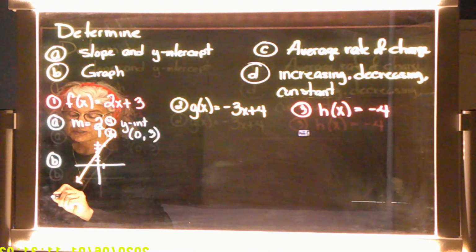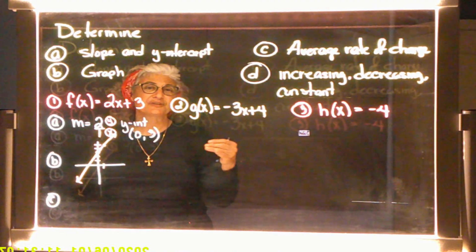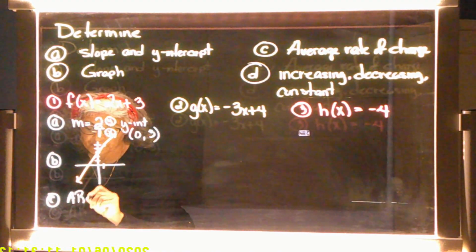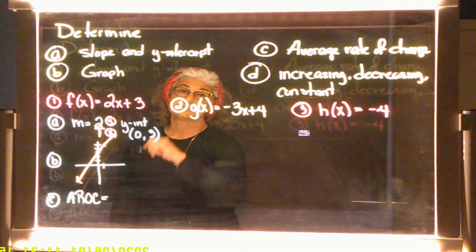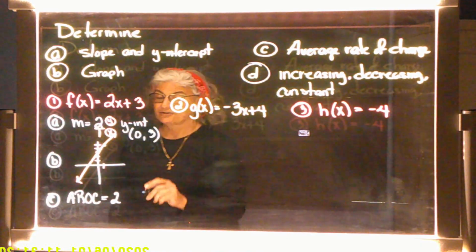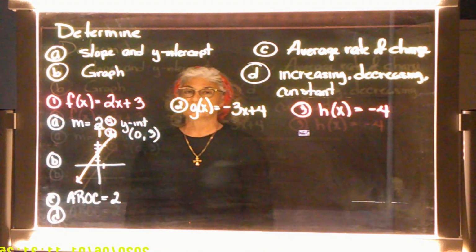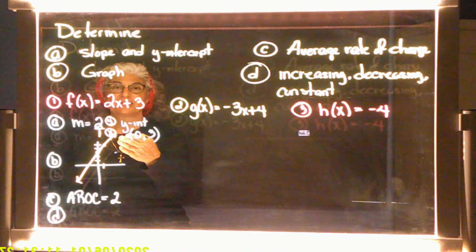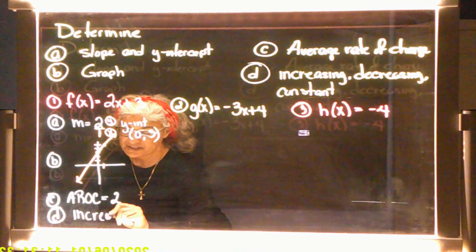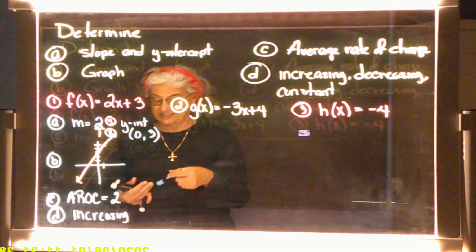That's good. Part C. Part C wants the average rate of change. Remember what we said, average rate of change is the same thing as slope. So AROC, if you remember, this is how I abbreviated it in the previous lecture. AROC is 2. Now, Part D wants to know if it's increasing, decreasing, or constant. Well, take a look at your graph. As you go from left to right, that's right, the graph is increasing. Cool? All right, let's look at example number 2.